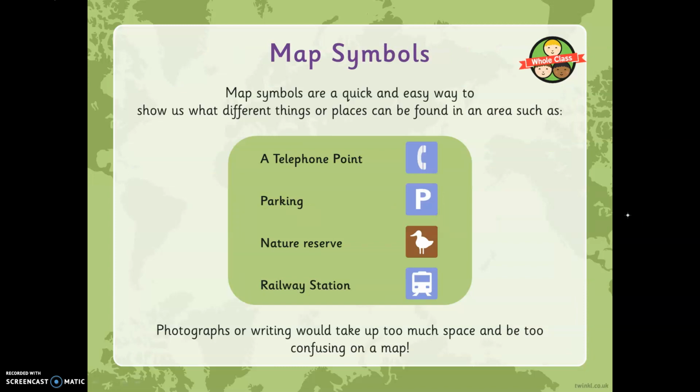So, map symbols. Map symbols are a quick and easy way to show us what different things or places can be found in an area, such as a telephone point, which looks like this, a parking, which looks like this, nature reserve, and a railway station. Photographs or writing would take up too much space and be too confusing on a map.